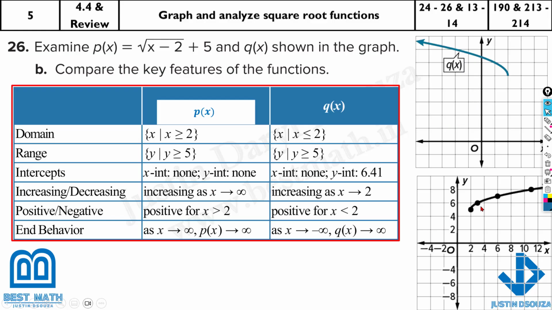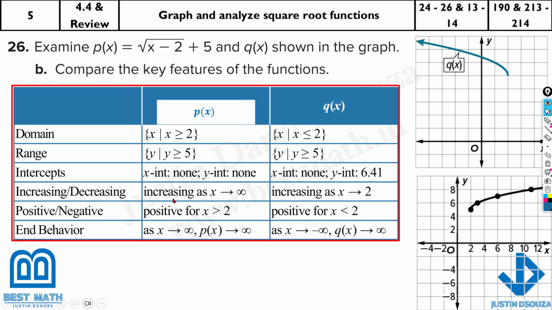Now, is there any x-intercept here? No, it's not touching the x-axis. Is there any y-intercept? No, there's none. That's why it's none and none. What about this one? No x-intercept. It doesn't touch the x-axis. But it'll touch the y-axis at about 6.5. Exactly it's 6.41, but doesn't matter. In your exam, you can write it as 6.5 or 6.4.